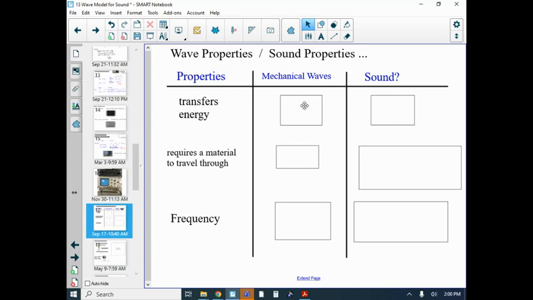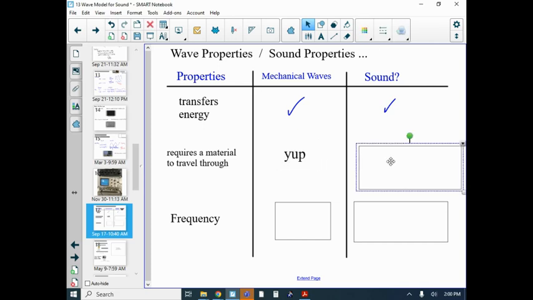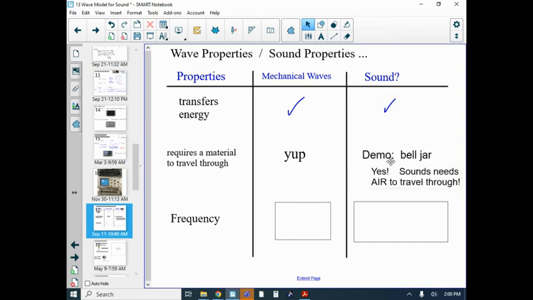So for keeping track here, mechanical waves transfer energy. Yeah, they do. That's what a mechanical wave is. Sound does as well. Sometimes I pop a balloon to scare the heck out of people and help them see that energy is traveling. It requires a material to travel through. Yeah, you can't have a wave in a spring without a spring, and you can't have sound without air molecules. Sound can actually travel through lots of different things. It can travel through steel, it can travel through water, but you need a material to travel through.